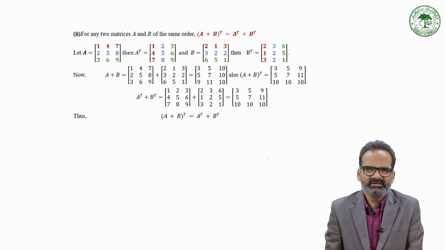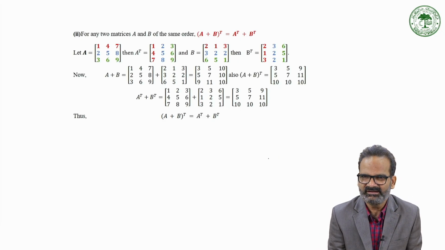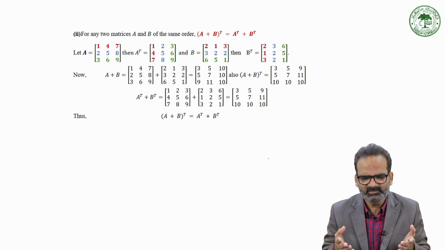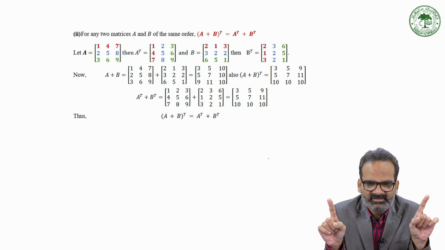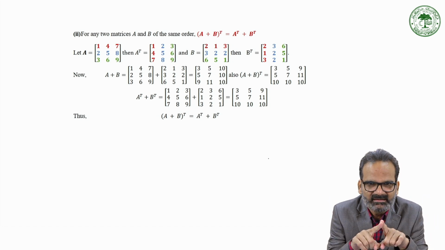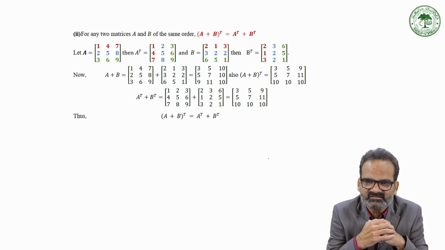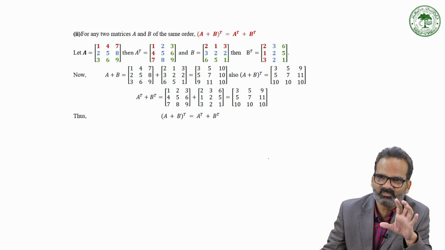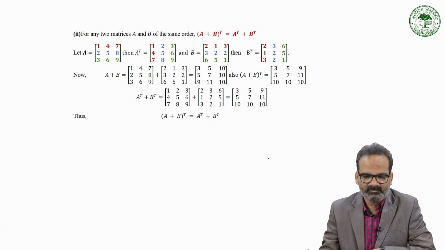Property 2 is what? For any two matrices A and B of the same order, right? (A + B)^T is equal to A^T + B^T. What does it mean? If we have two matrices A and B and we add them to get A + B, and if we take the transpose of A + B, then the transpose of A + B will be equal to the transpose of A plus the transpose of B. This is what this property refers to, and it has been explained very clearly by this example.